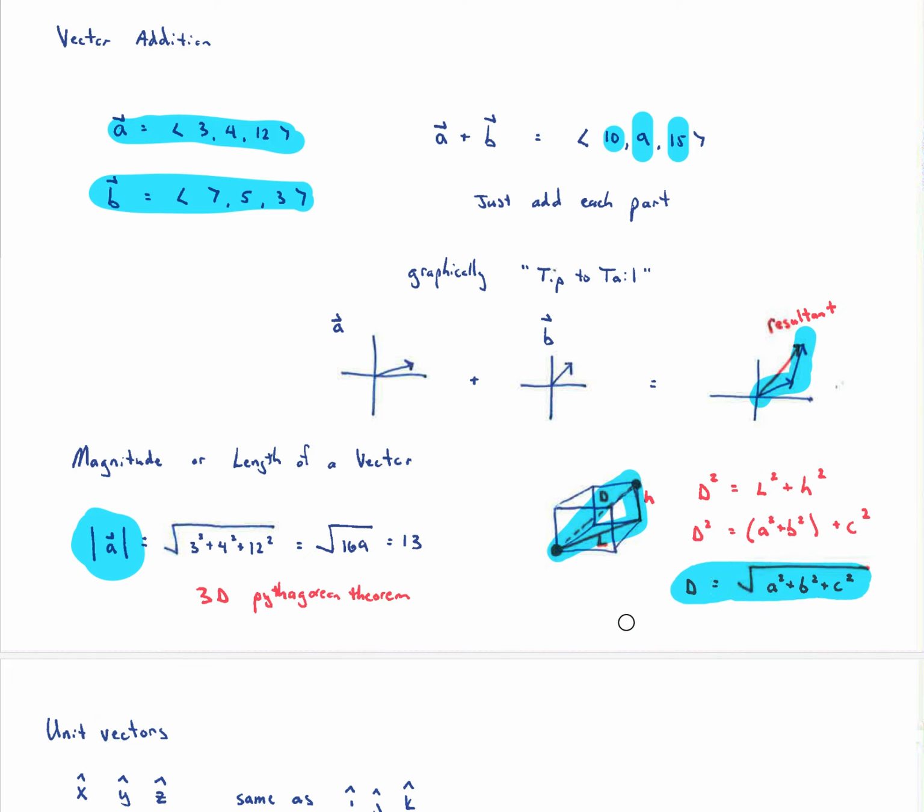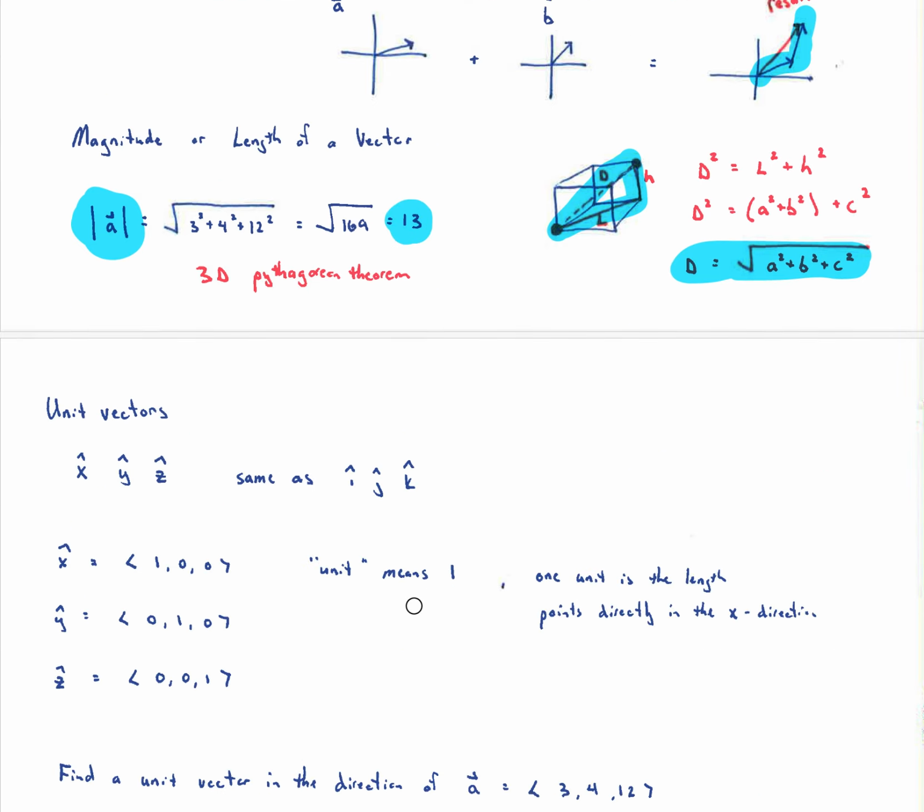L squared clearly is a squared plus b squared, but then if you think about that, L squared plus h squared equals d squared, and d is the actual length of the vector. D is that diagonal from the bottom left corner to the back top right corner. And so the 3D Pythagorean theorem is true. So anytime you want to find the length of the vector, you can just square each of the three dimensions and then take the square root. So the length of the vector 3, 4, 12 is actually just 13.